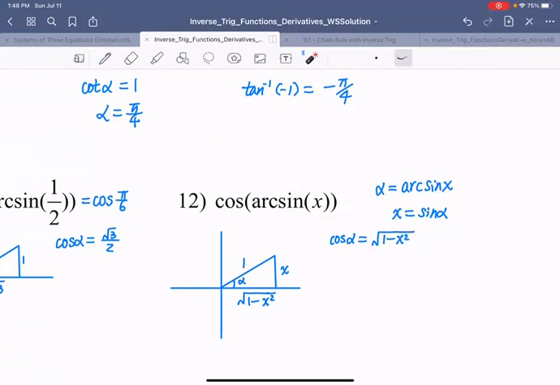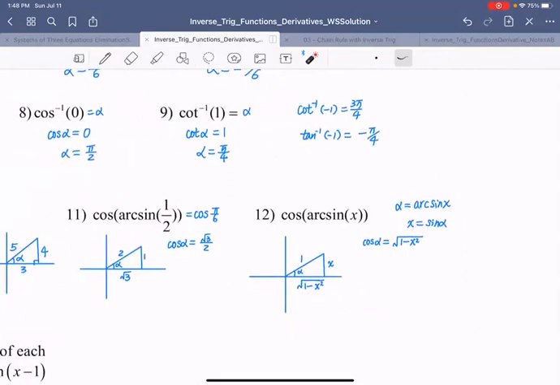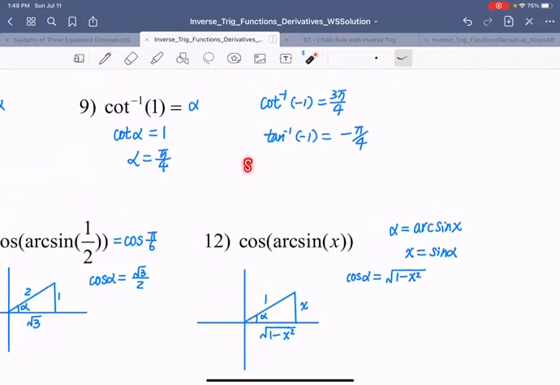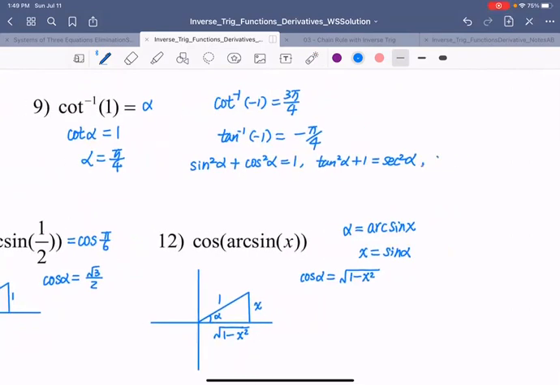Okay. Well, we can also use the trigonometry identities to do this question. In pre-calculus, we know 3 important trigonometry identities. Sine squared alpha plus cosine squared alpha equals 1. Tangent squared alpha plus 1 equals secant squared alpha, that's this guy. Cotangent squared alpha plus 1 equals cosecant squared alpha. So based on this, we can also figure out the value, right?